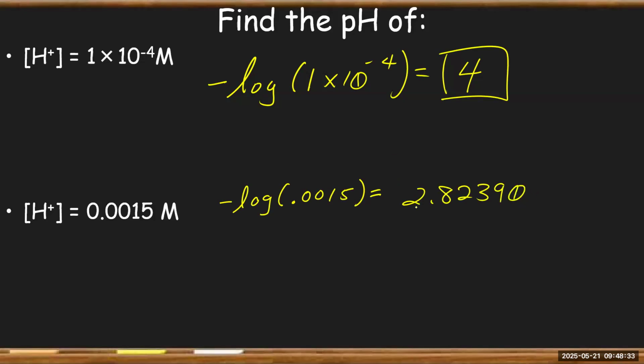Okay, stop. All right, so now, what's the answer? How many sig figs do you see here? 2 sig figs, so therefore 2 decimal places, so it should be 2.82 should be your answer.